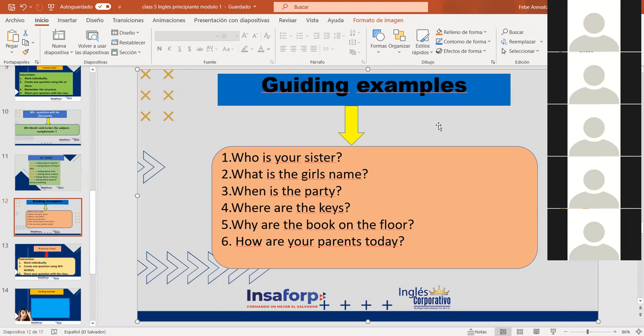Carlos Guevara, number five. Why are the books on the floor? Thank you. Let's see. Aníbal, what's my double H word in number five? Why. What's my verb to be? Are. Exactly. What's my subject? The books. The subject is the books and the floor is the complement. Excellent. There you have it, Aníbal. Very good.